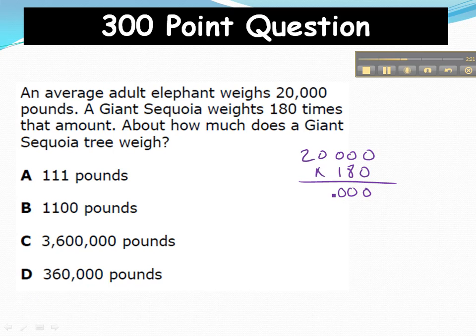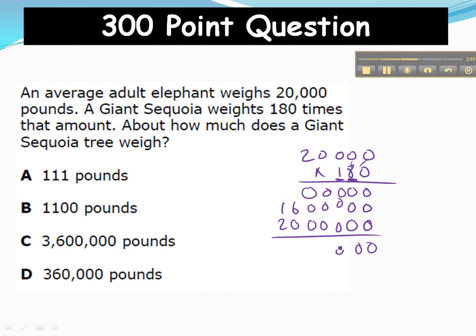These are all zeros. When I'm multiplying by the 8, I'm really multiplying by 80, so I start with a 0, and then 0 times 8 is 0, 0 times 8 is 0, 0 times 8 is 0, 0 times 8 is 0, and 2 times 8 is 16. When I'm multiplying by the 1, I'm really multiplying by 100, so I start with 2 zeros. 0 times 1 is 0, 0 times 1 is 0, 0 times 1 is 0, and 0 times 1 is 0, 2 times 1 is 2. Add those up and we get 6 and 3. And let's put our commas in there, 3,600,000 pounds.